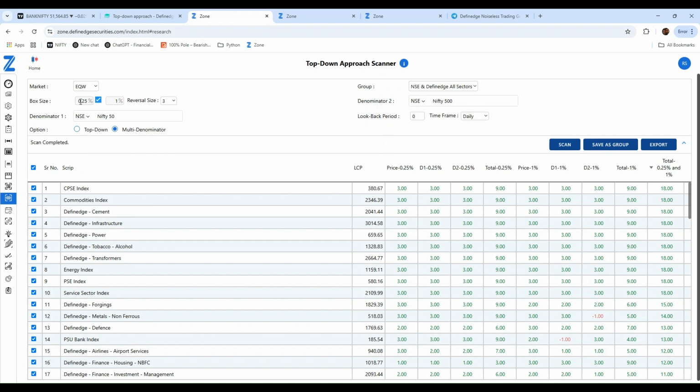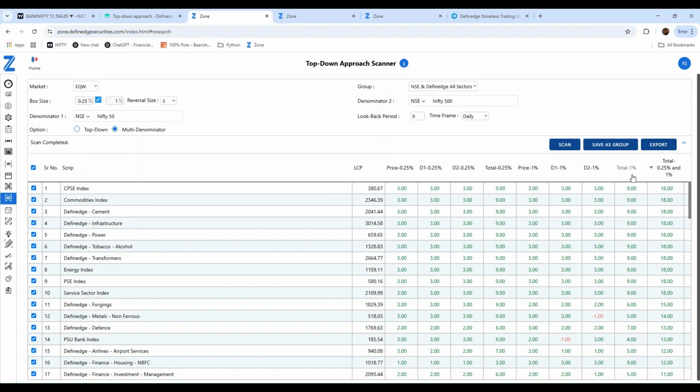Right. I want it to be done on multi time frame, which is by default given here as 0.25 and 1%. And the denominators chosen are Nifty 50 and Nifty 500. Right. Price on Nifty, price of 0.25 with denominator 1, denominator 2, and this gives you a total price at 1%, relative strength of denominator 1 at 1%, and relative strength of denominator 2 at 1%.